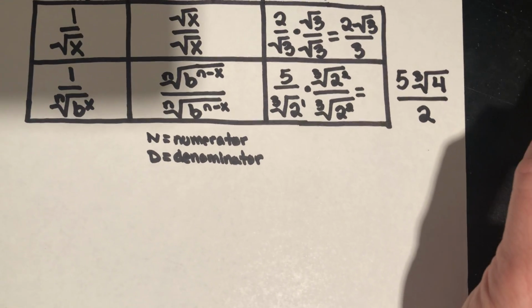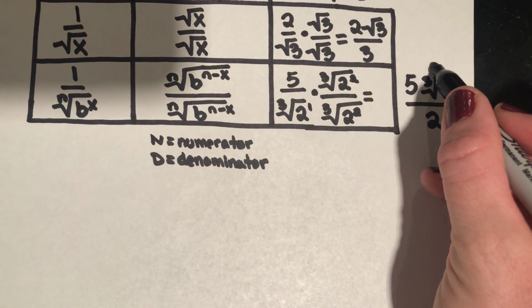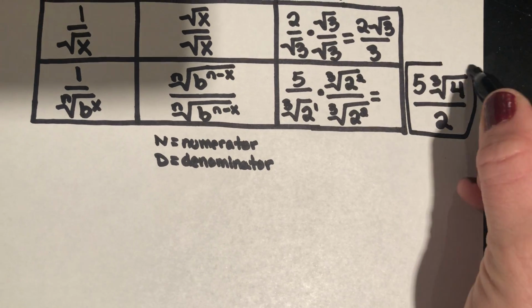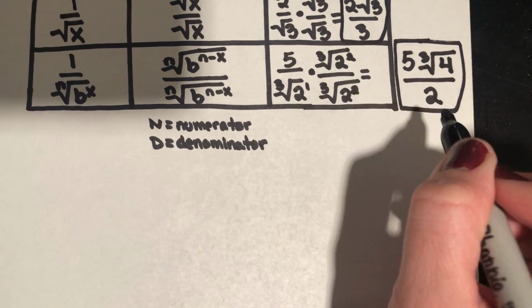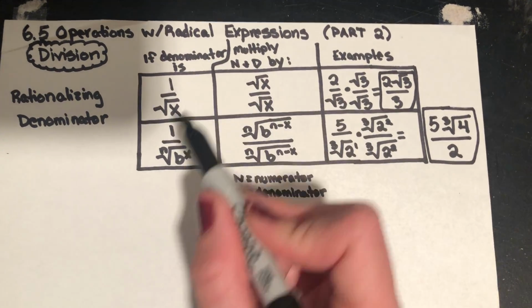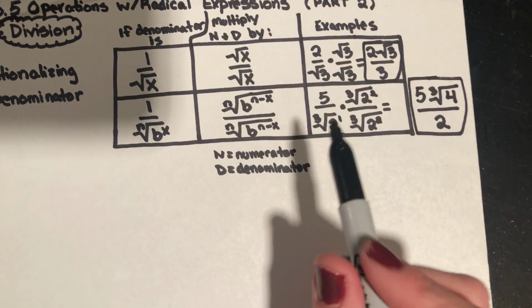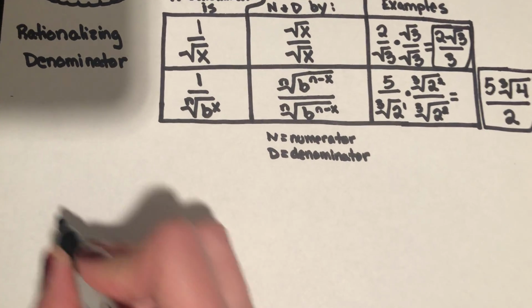All right. And that, folks, is going to be our answer. This was up here, and this was down here. All right, so let's look at a couple more examples now that we have this box done for us, kind of our rules to look back at.